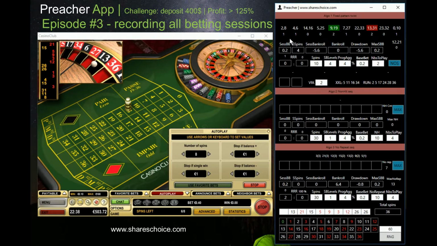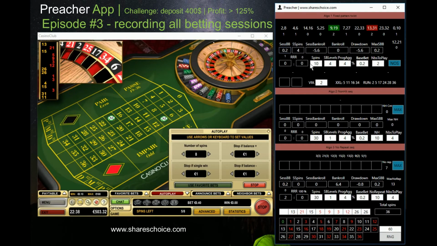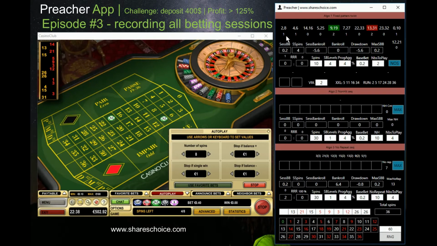You can see now the negative expectation is going up for several numbers like 9, 19, 13, 31, and also some others, they have one.